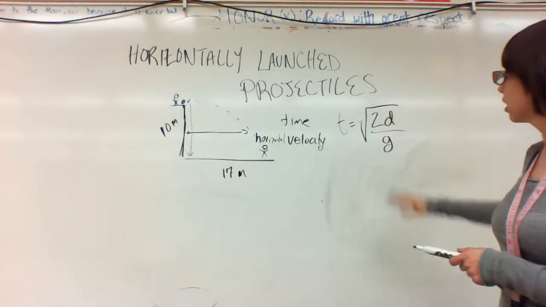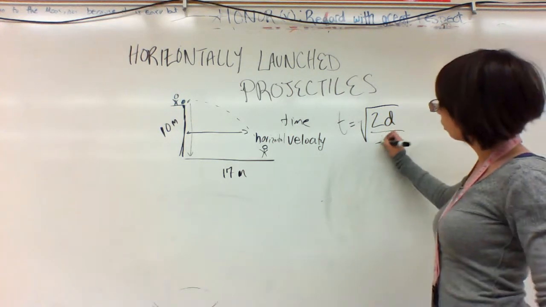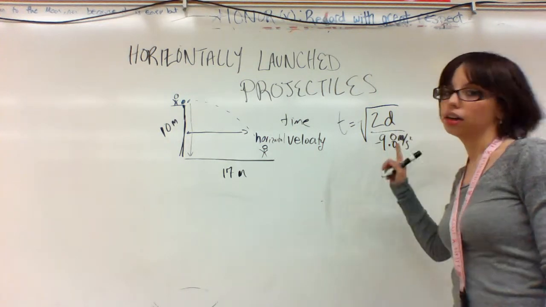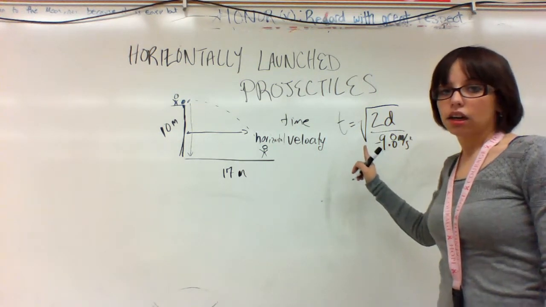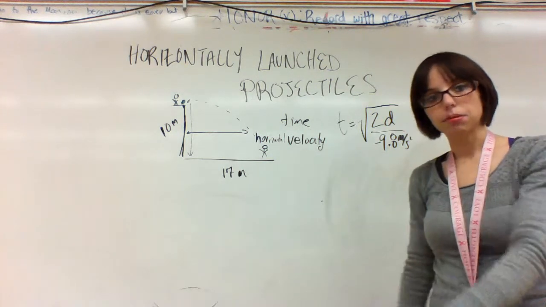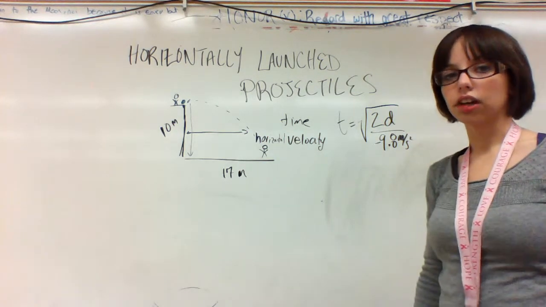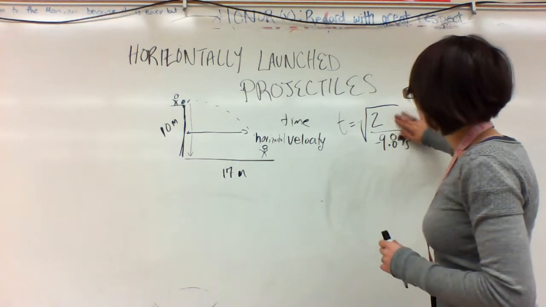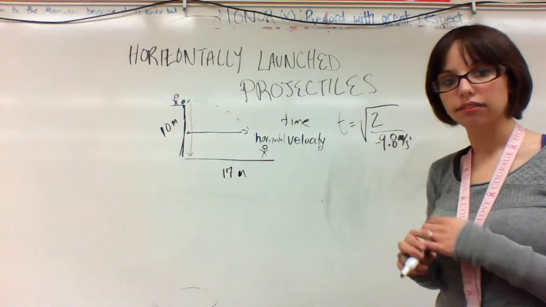T equals square root of 2d over g. I know g here on Earth is always negative 9.8 meters per second squared. Negative just means it is being pulled down, it's going in the downward direction. Remember, acceleration is a change in velocity, and velocity has a direction because it's a vector. D, displacement, again has a direction as well because it's a vector.